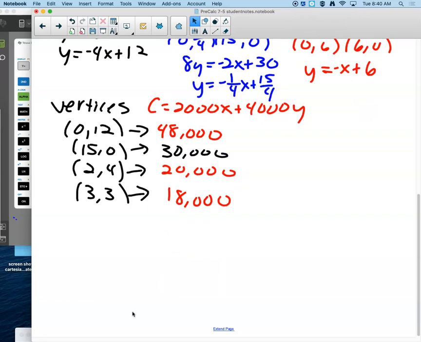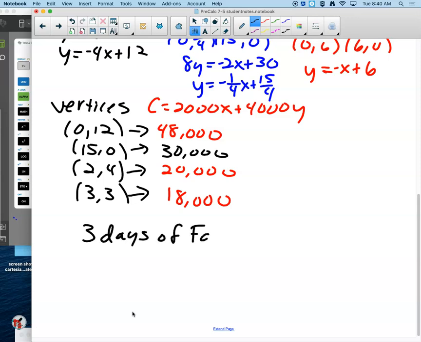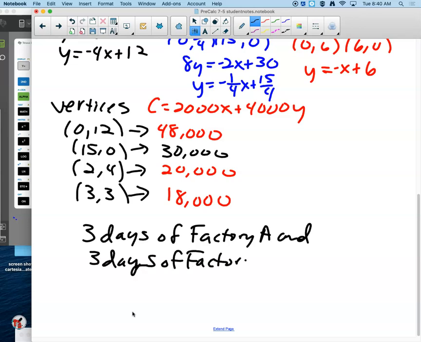Is this maximize or minimize? Yeah, of course it was, because it was cost, right? So we would go with the 3 and 3. So 3 days of factory A and 3 days of factory B. Now again, it probably is going to produce a surplus of one of the papers, but that's okay. They just have to be able to fill all of their orders.